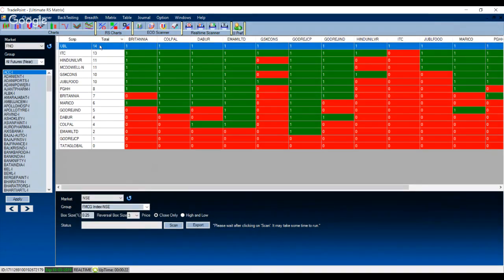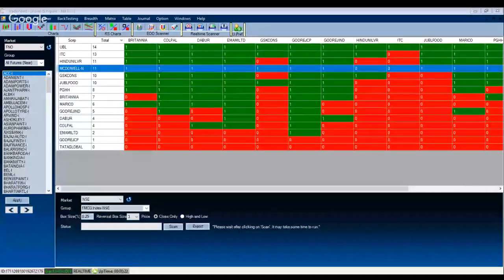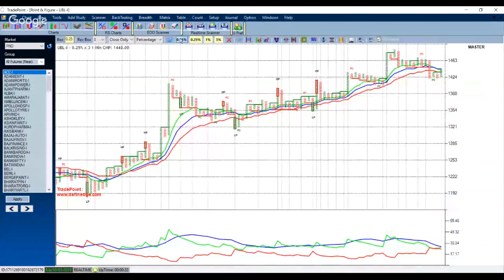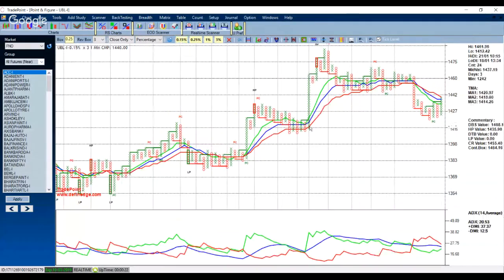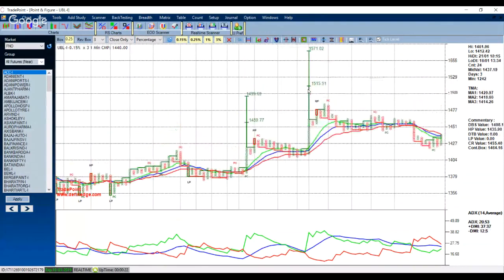So FMCG: UBL, ITC, HUL, McDowell. Okay, I'll check what UBL is up to. UBL is kind of okay. In this, this was the count that was there first. This got done, this also. This is pending, probably it might get done. So keep an eye on UBL.